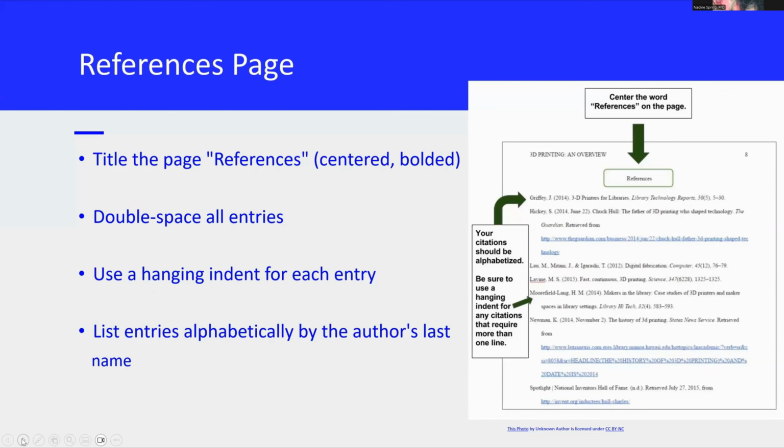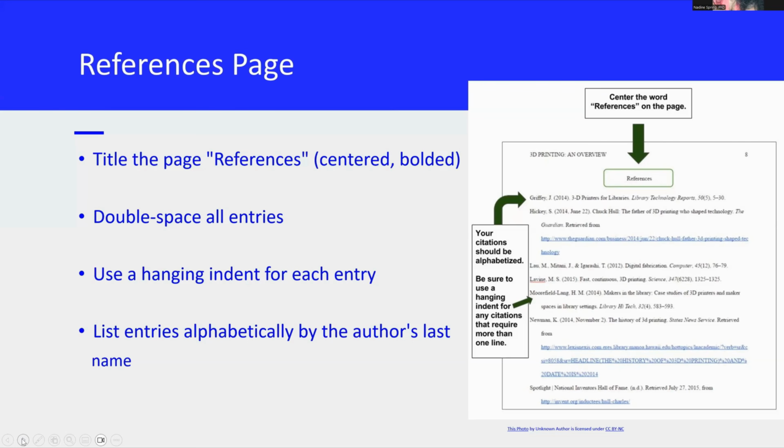Now, let's discuss your references page. This is where you'll list all of the sources you cited in your paper. Begin by titling the page References, and it's centered and bolded. This page should be double spaced to match the rest of your document.